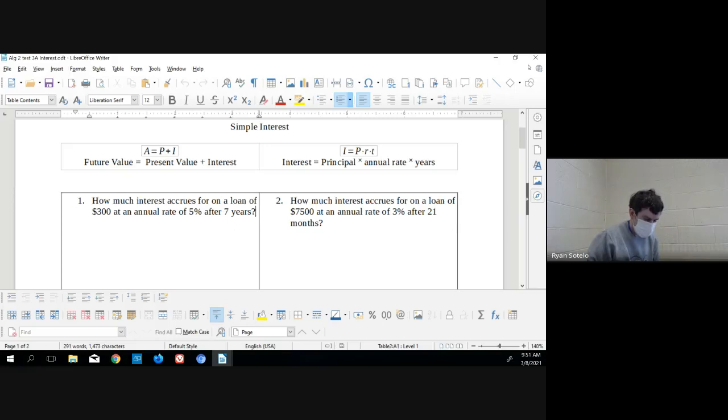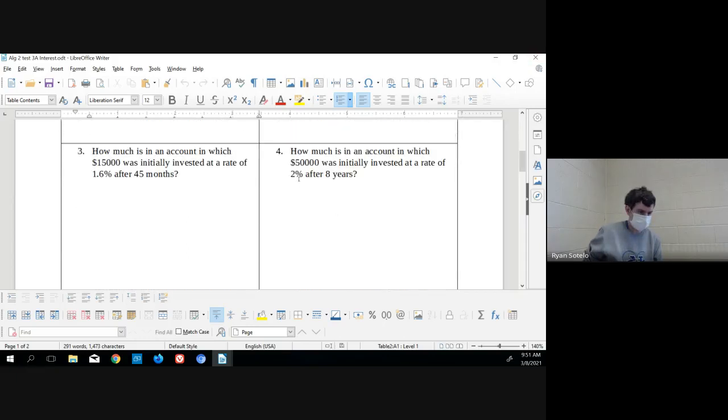Number 4 is a little different. They want to know how much is in the account at the end. So it's not just the interest, it's the interest plus the initial amount. I guess I should show number 4 here. How much is in an account in which $50,000 was initially invested at an annual rate of 2% after 8 years? So you're going to get 2% of your initial investment every year for 8 years.